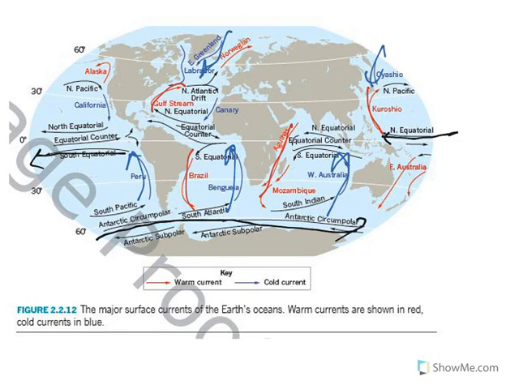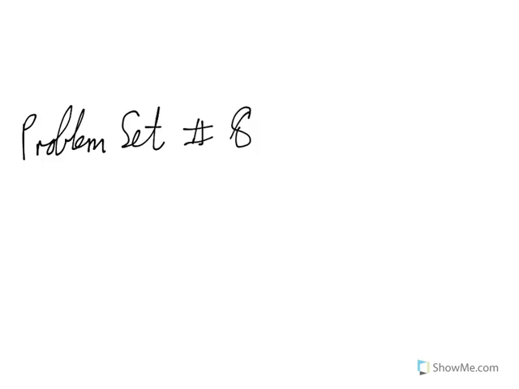Okay, that brings us up to problem set number 8. It's in your notes there. It's about heat moving around the Earth by radiation, convection and conduction, and those gases that keep the heat in.